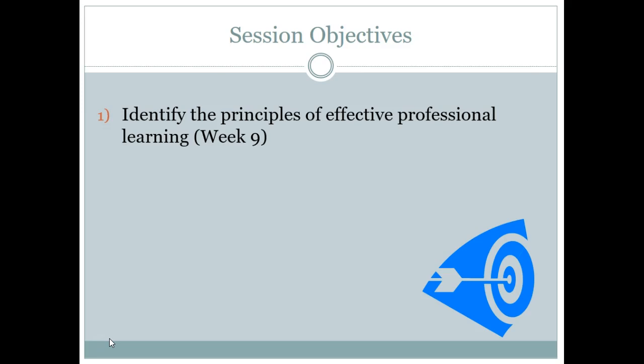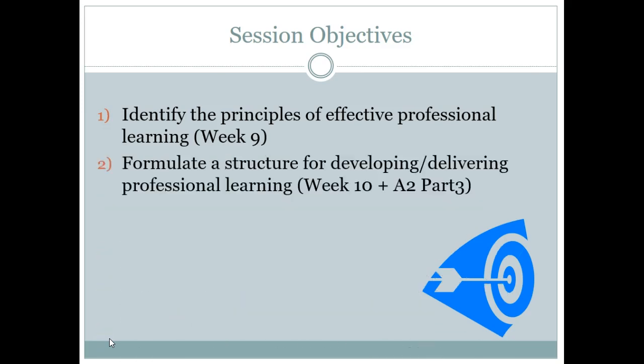So in chapter 10 of your course text, they give you ideas for different approaches and talk a little bit about them. But then the articles actually do an in-depth look at schools and how they implemented different approaches and the success they had with those. And then the second objective is to formulate a structure for developing and delivering professional learning, which is ultimately going to be what you do for part 3 of your assignment.